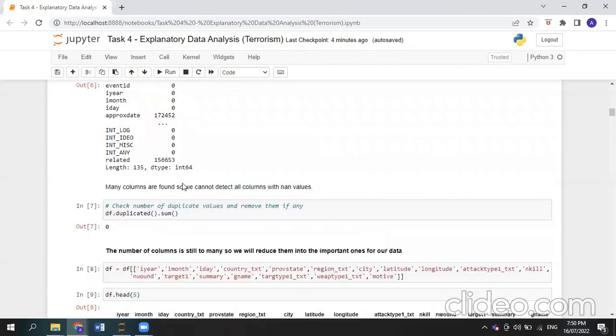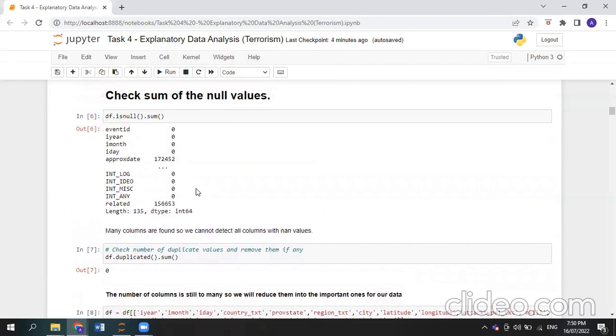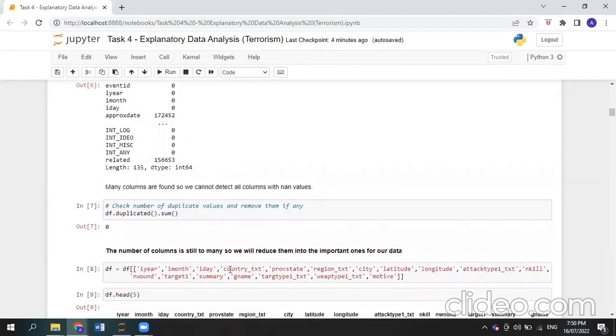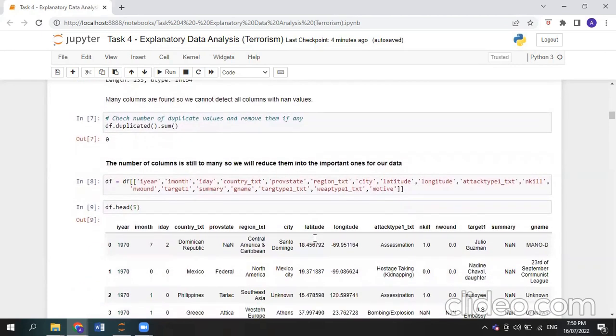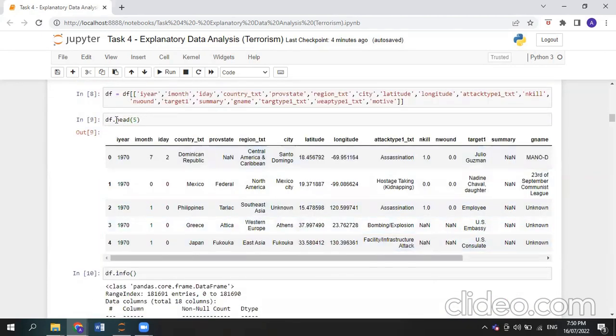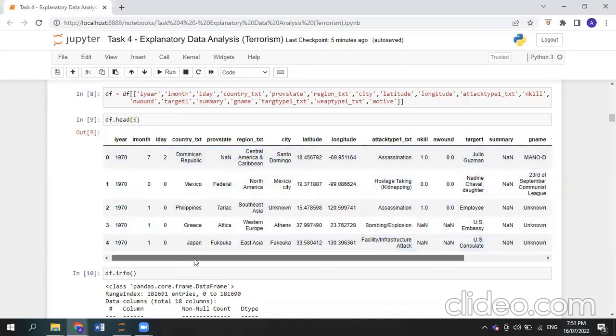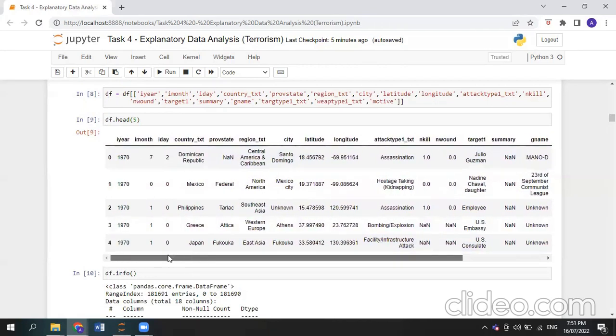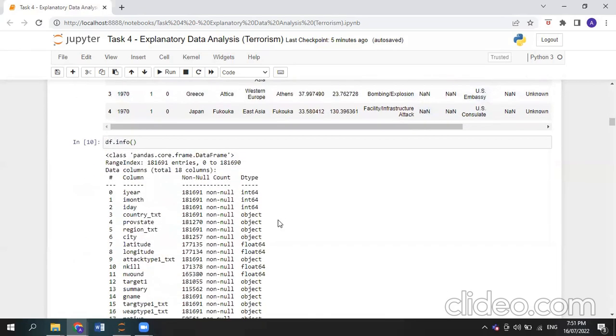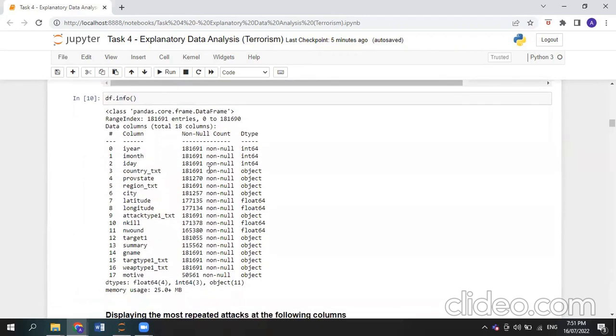The number of columns was very large, so we reduced it to these columns, which I found more important than others. Here we renamed the data frame and used only those columns, which describe the country, the city, and the regions, and the number of kills or attacks that affect these cities. Here we have info for the data frame.